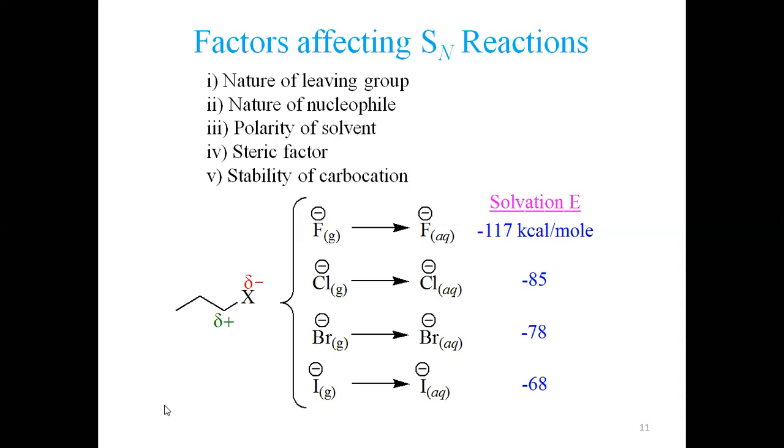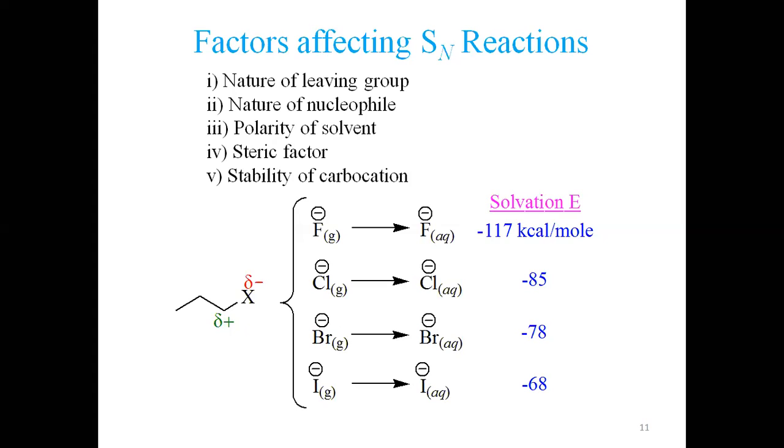Theoretically, fluorine has the most polar bond, and the most polar bond can easily break. The fluoride ion can break off, but look here: when it goes to aqueous form, it liberates a very high amount of energy, which makes it unstable. So the fluoride ion is very rare. The minimum energy released during solvation is basically produced by the iodide ion. So iodide is the best leaving group among halogens, right?